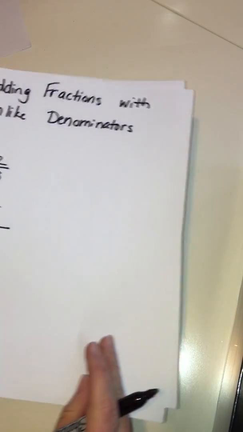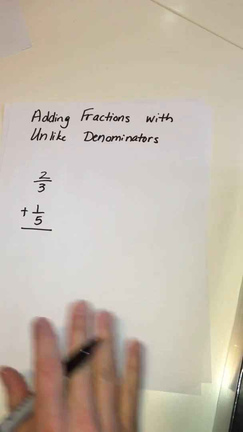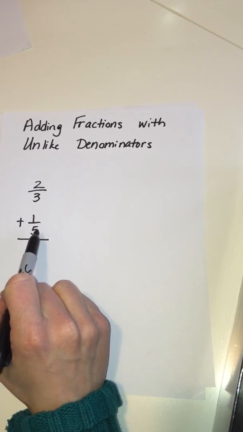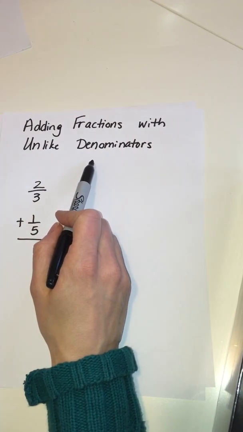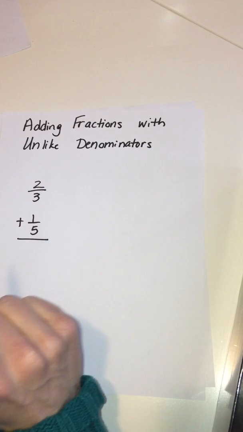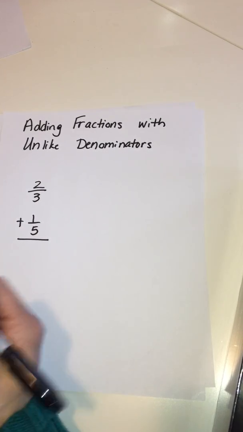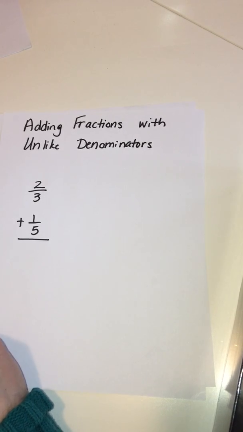Well, sometimes we have fractions that we need to add that have two denominators that are not the same. So we call these unlike denominators. So today we're going to be adding fractions with unlike denominators. There's two ways to get a common denominator, and they're both pretty easy.